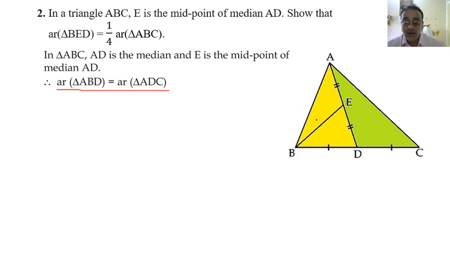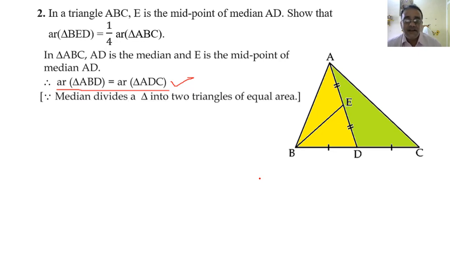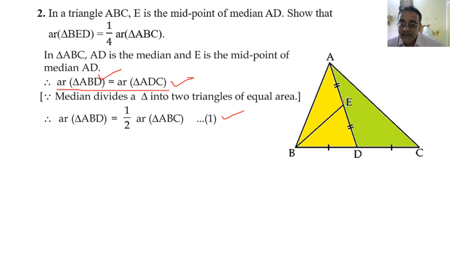Now I want the yellow one, क्योंकि BE जो है वो yellow में ही है. So I will write, इसके लिए तो reason पहले लिख लेते हैं. What reason we have to write for these two? In a triangle, a median divides it into two triangles of equal area. हाँ, okay, fine. Median divides a triangle into two triangles of equal area. Now this we can write as half of the complete triangle. Any doubt in the first equation? No, sir.